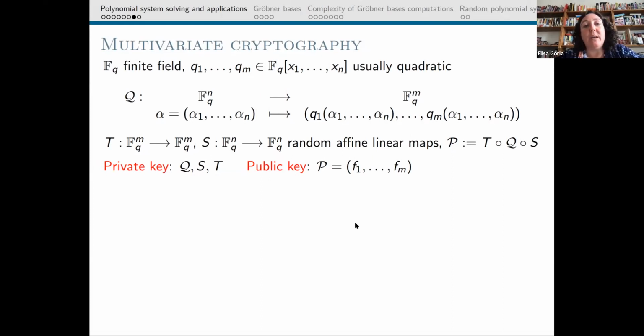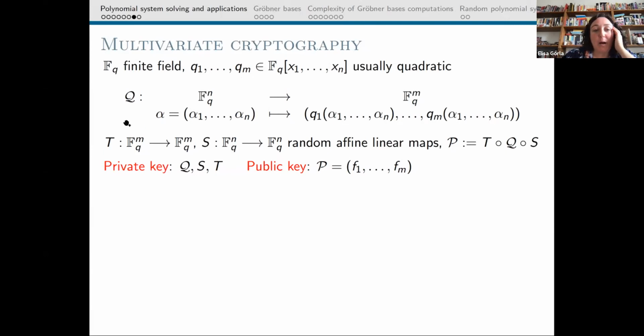Okay, and how do we build this system? So we work over a finite field, and we select m equations in n variables with coefficients in that finite field. These are usually quadratic, but they don't need to be. And they are usually quadratic for simplicity, because linear is easy, quadratic is the first one which is not easy to solve, okay? And then now you define a map by evaluation.